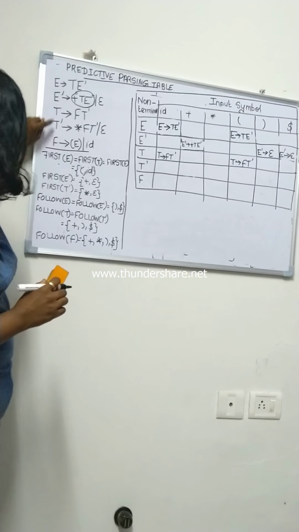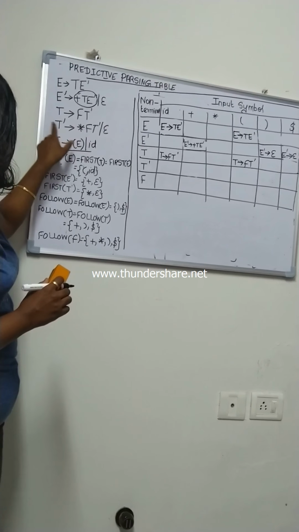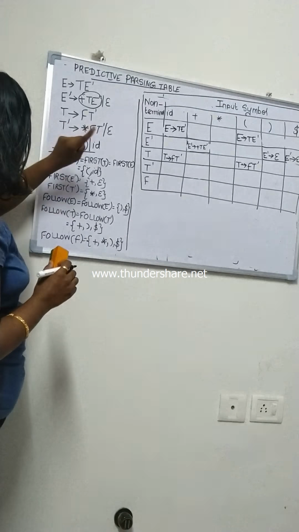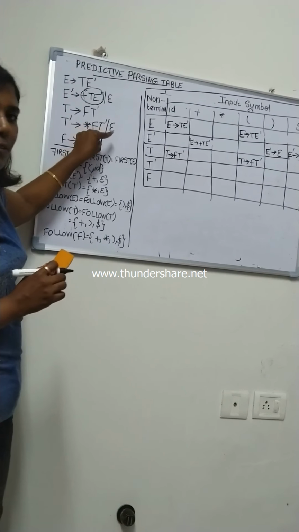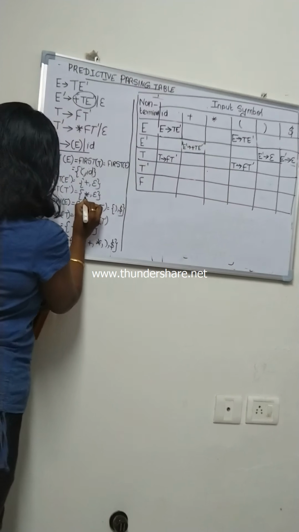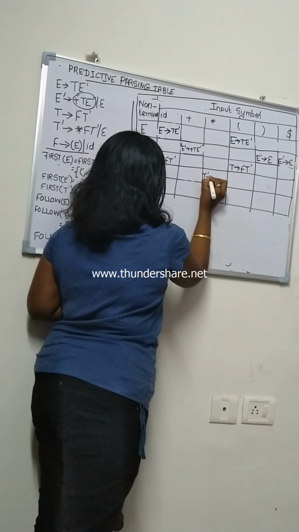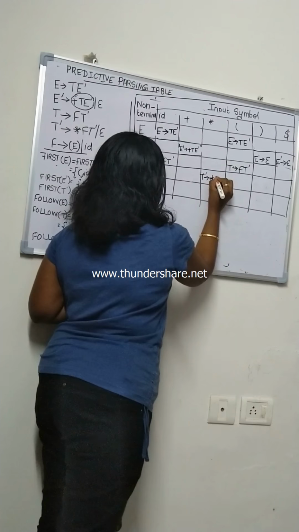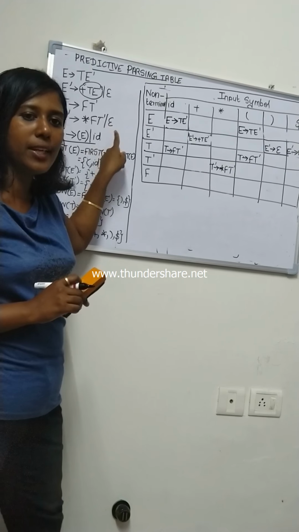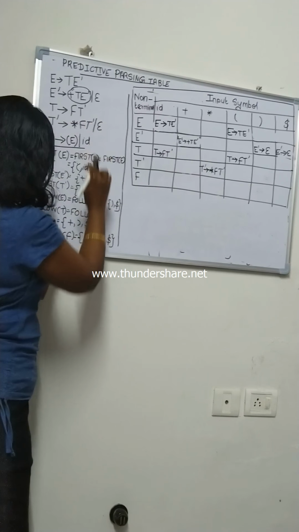Now coming to the fifth production, T dash derives star FT dash. Now find first of T dash. First of T dash is star and null value. So we have two productions for T dash. T dash derives star FT dash, so we are going to fill in the place of column star, that is here. So for star, I am going to fill this production: T dash derives star FT dash. Now I have one more production, T dash derives null value.